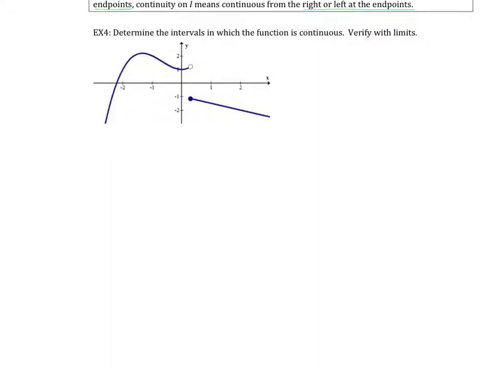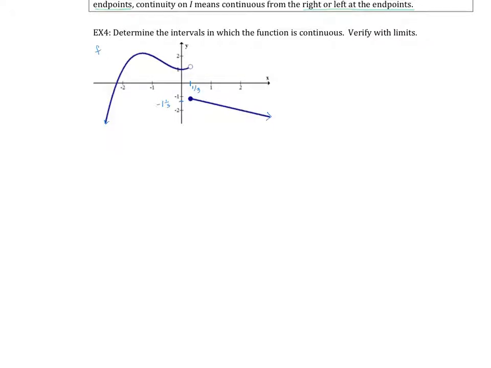I'll call this function f. Maybe this would be 1/3. Kind of looks like it. Maybe this y value here will be -1 1/3. Just making it up. So we want to determine the intervals in which the function is continuous. Okay, and we can assume here at the end that they're arrows and they're going on forever and ever.